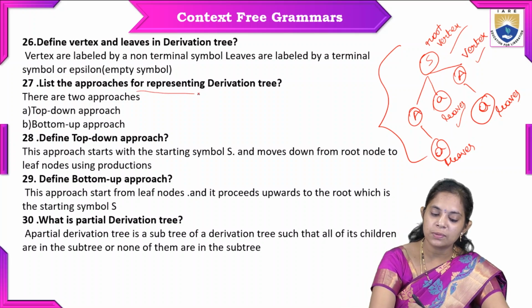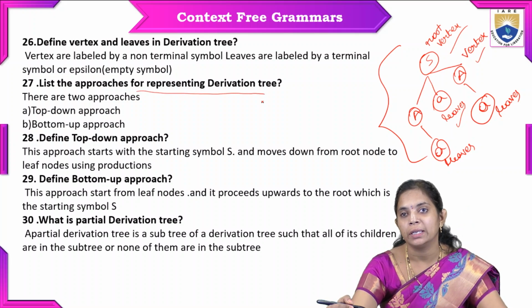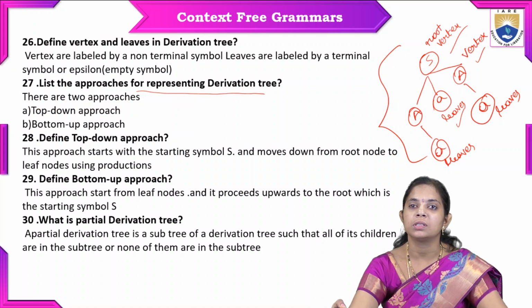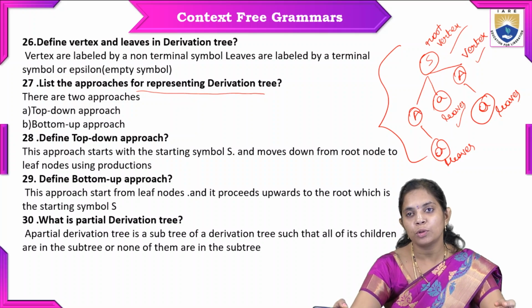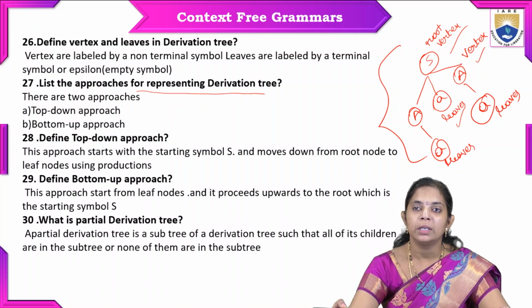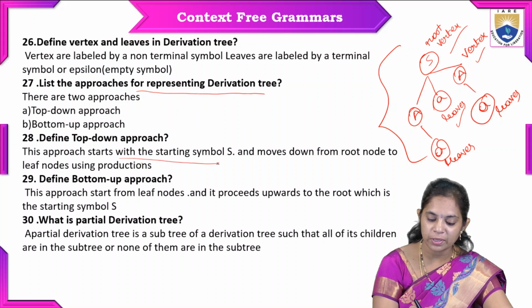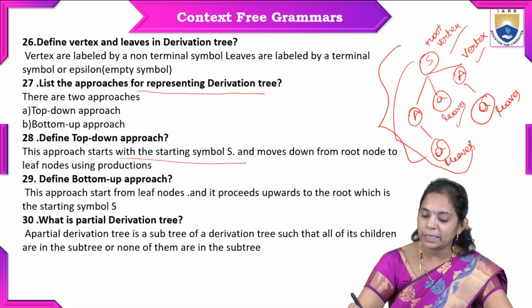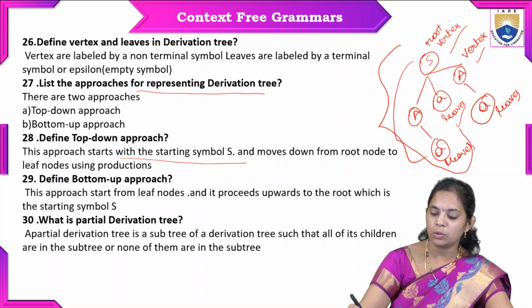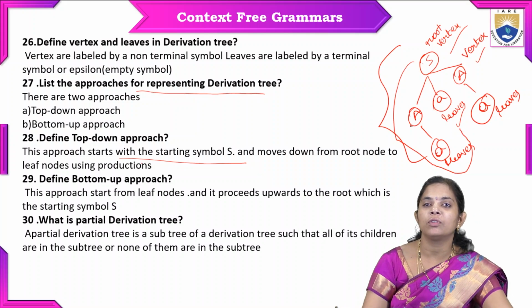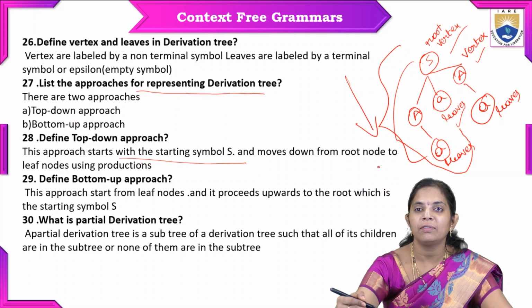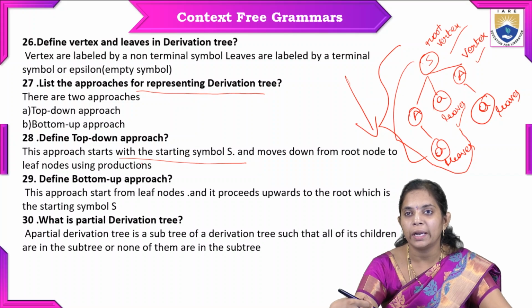List the approaches for representing the derivation tree. So why do we go for the derivation tree representation? What are the approaches? We have the top down approach and the bottom up approach. Here the top down approach will start with the start symbol and move down from the root node to the leaf node using the production rules. So we are starting with the root node and ending with the leaf node.